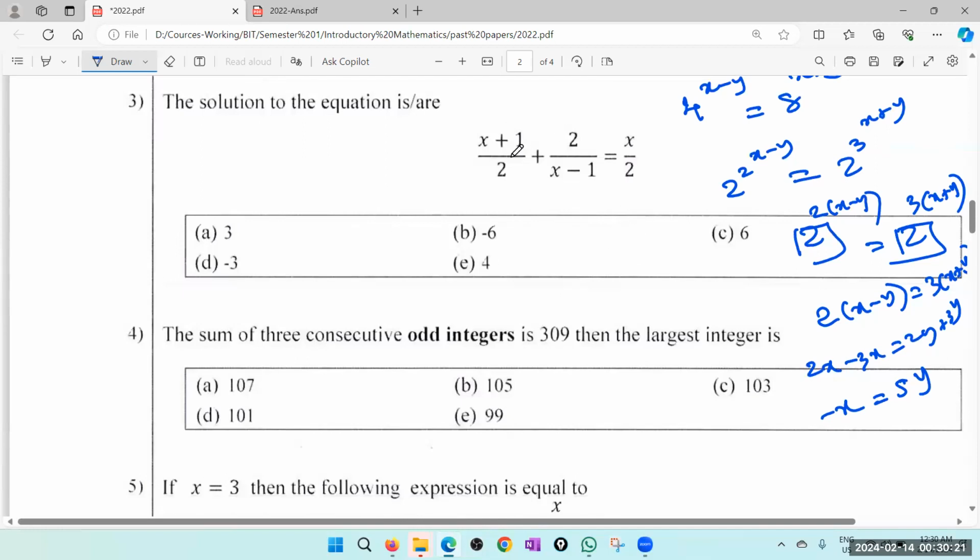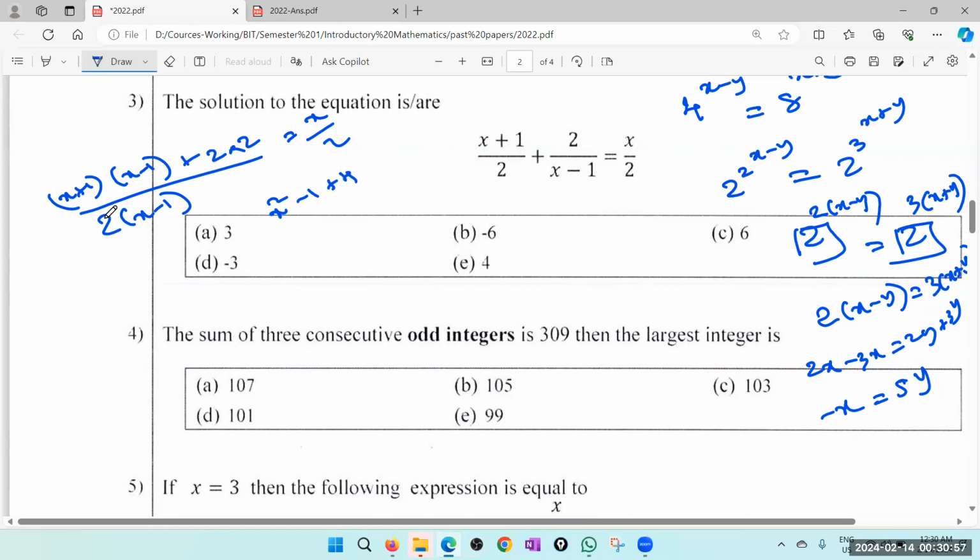So it's an addition of algebraic fractions. So you have to find the common denominator. So 2 times x minus 1 is the common denominator. So you have to multiply this by x minus 1. That is x plus 1 into x minus 1 plus 2 times, you have to multiply by 2 because 2 is here, 2 into 2, equal x divided by 2. So this is x squared minus 1. x squared minus 1 plus 4. And these 2 and 2 get cancelled.